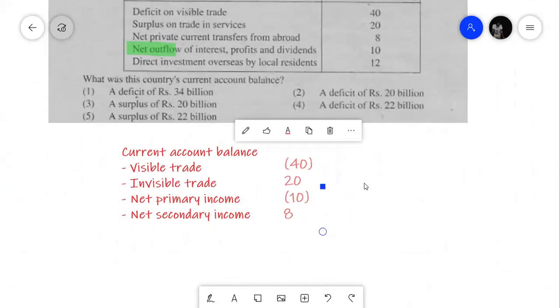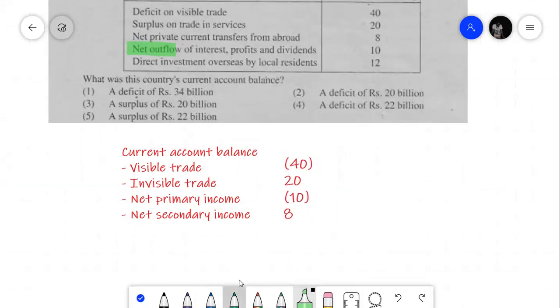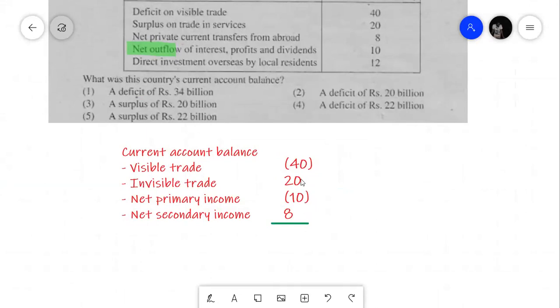So how much do we get, guys? Minus 40, minus 10, plus 20, plus 8. You get a minus 22 billion.